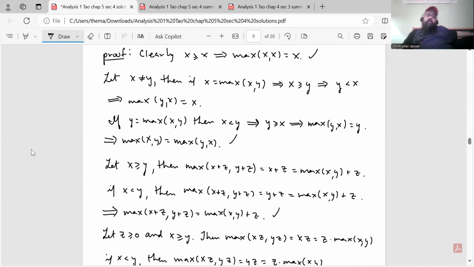Right? If y equals max(x, y), then x less than y implies y is greater than or equal to x, which implies that max(y, x) equals y. So therefore, max(x, y) is equal to max(y, x).